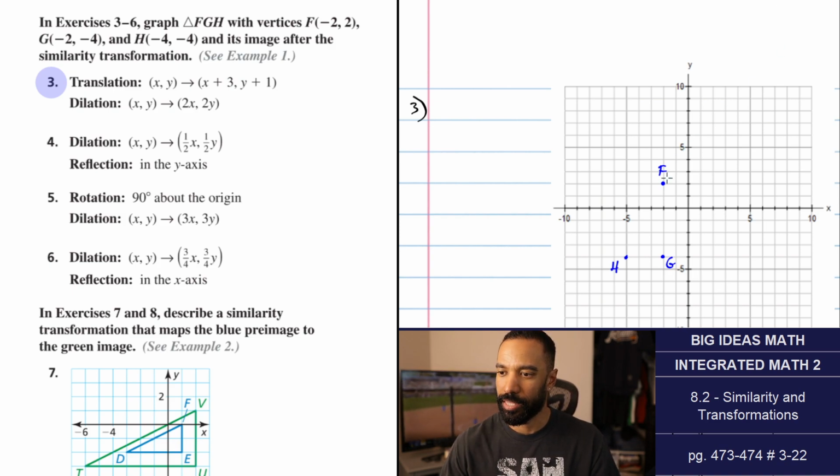Let me connect these. Sorry, give me a second. Of course, this thing will snap everything out of focus.